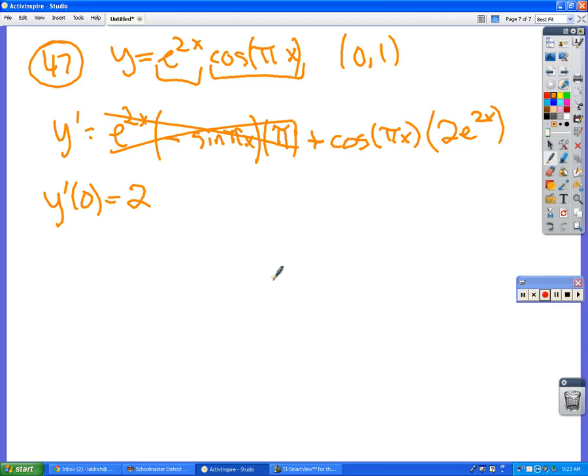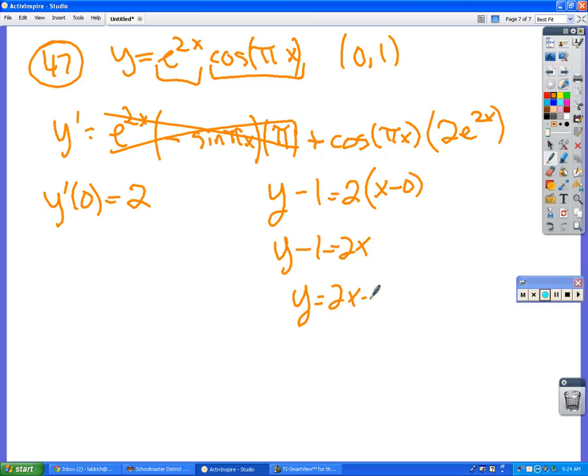Therefore, the equation is y minus 1 equals 2 times x minus 0. So y minus 1 equals 2x, or y equals 2x plus 1.